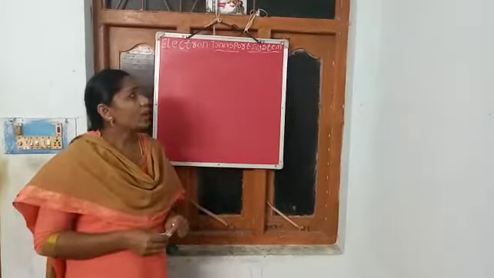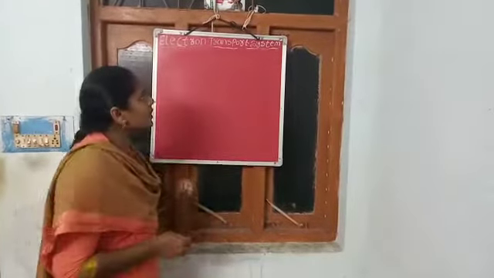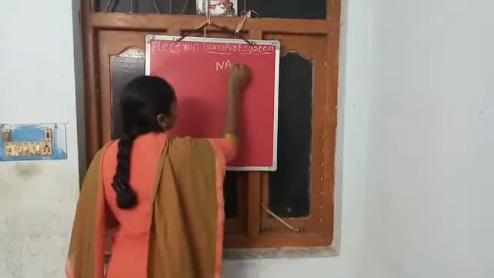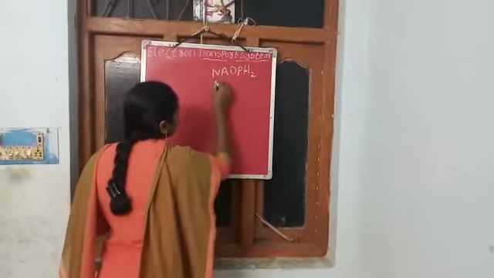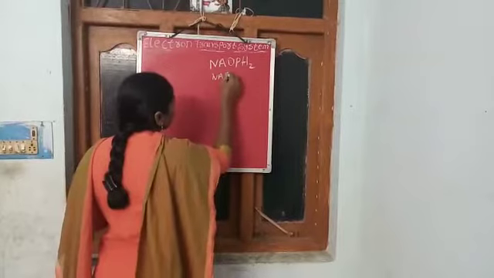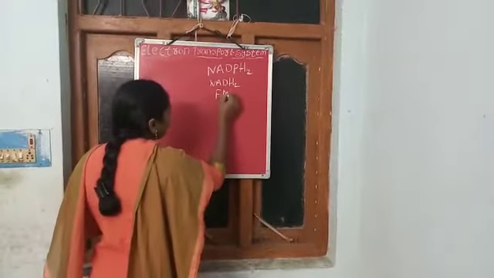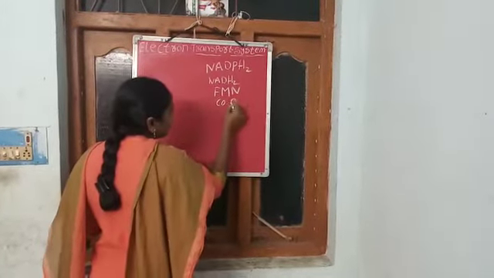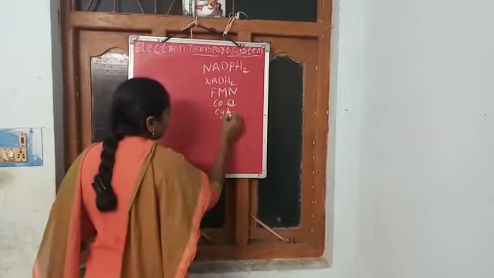First, the full forms of the electron transport system terminology. First one, NADPH2. Next, NADH2. Next, FMN. Next, coenzyme Q. Next, CYT.